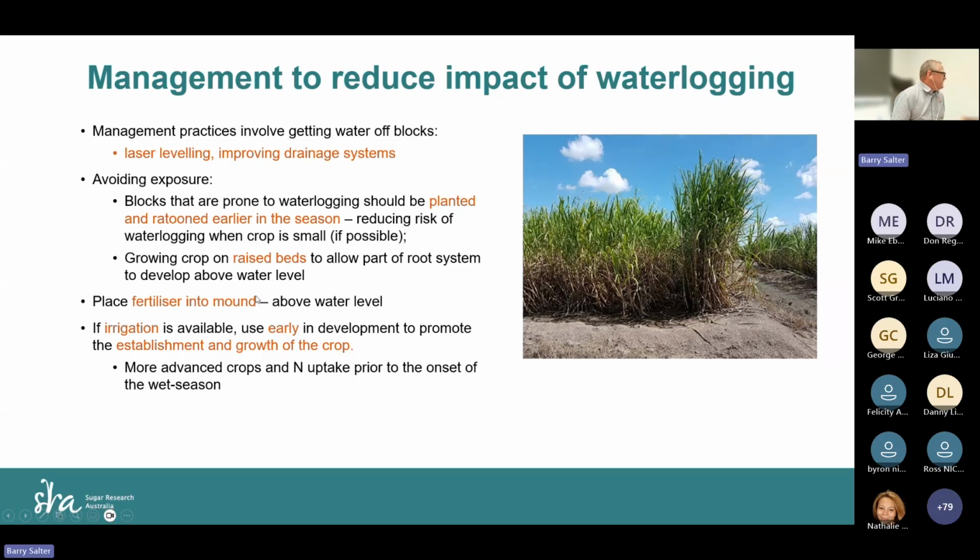The other thing to do on raised beds is to put your fertiliser into that mound and try and keep that above the level of the water. And also, if you have irrigation, to use that early to try and get that crop as big as possible again before the wet season starts. And so those are the things, those are sort of the tools that we have to try and deal with this issue at the moment.